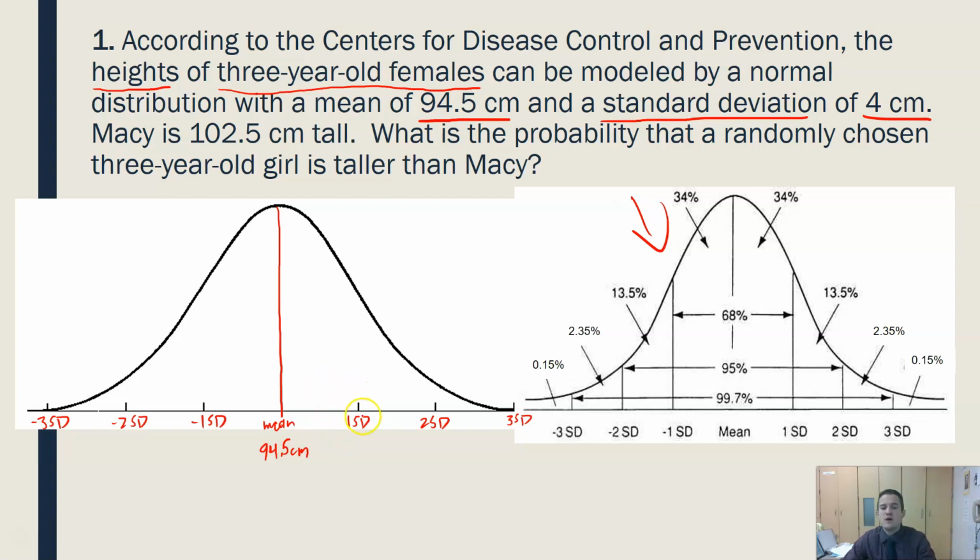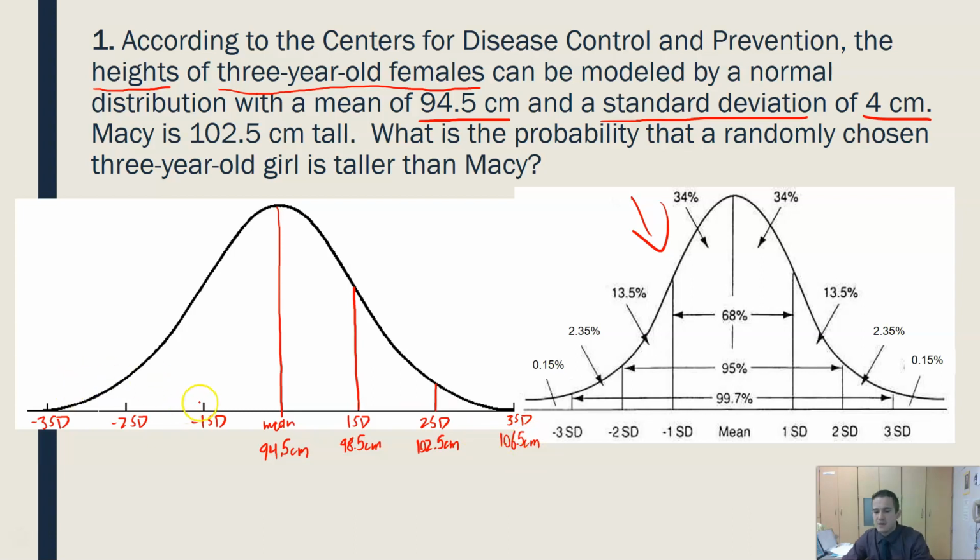So someone who is 1 standard deviation above the mean, so a little bit taller than the mean, is going to be 98.5 centimeters, because it's 4 centimeters above the mean. 2 standard deviations would be 4 more than that, so like 102.5 centimeters. And then 3 standard deviations would be 4 centimeters bigger than that, so 106.5 centimeters.